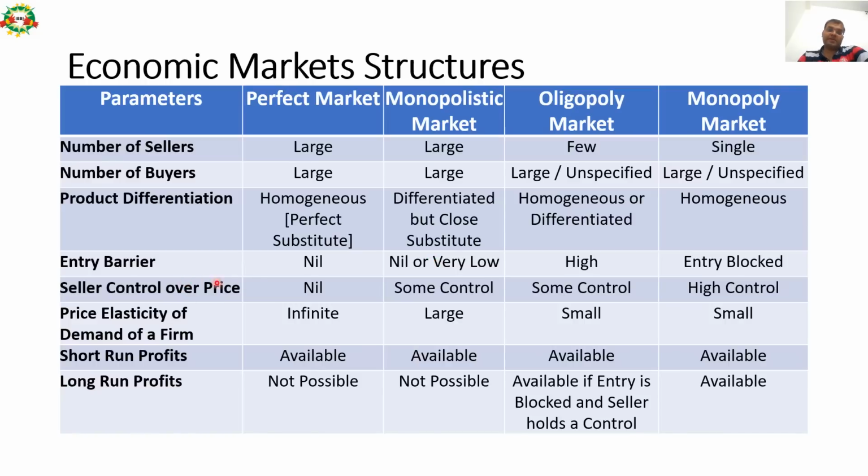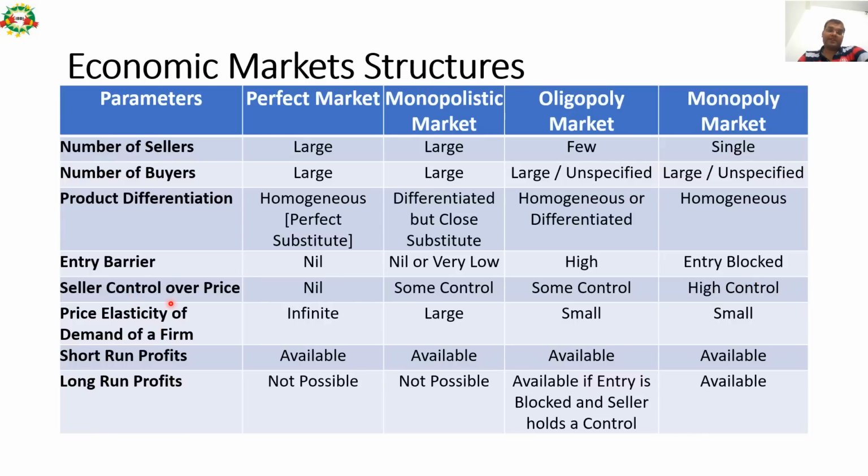Entry barriers. In case of perfect market, there are no entry barriers. In case of monopolistic market, there will be nil or almost no entry, very low entry barriers. In case of oligopoly market, there will be high entry barriers, but still one person can make entry in the market. And in case of monopoly market, entry is blocked, like railway.